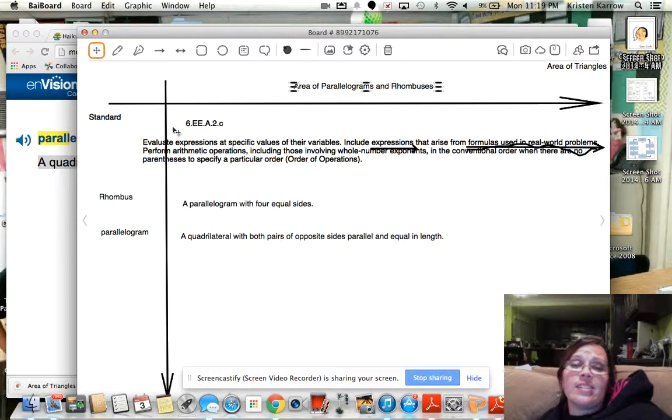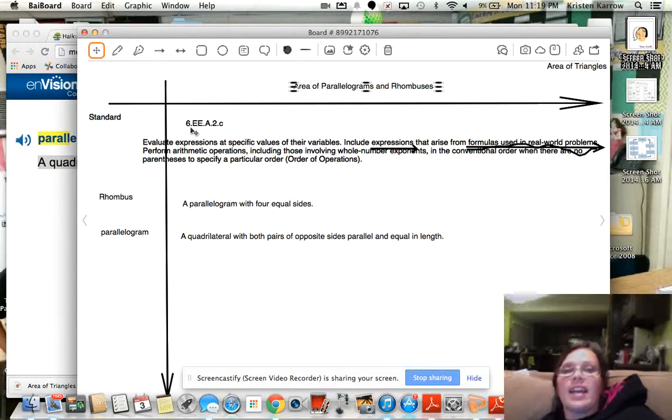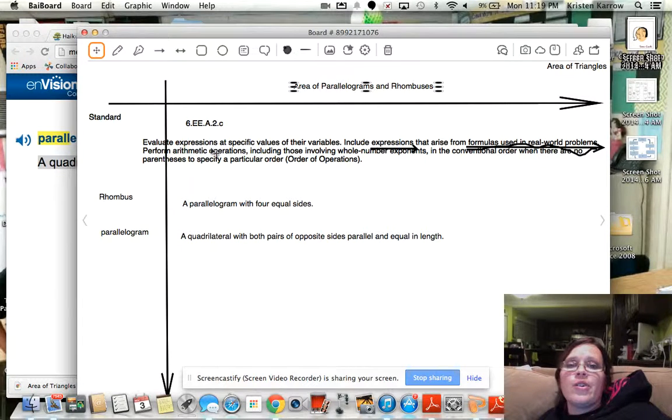Your standard is still 6.EE.A.2.c. We are still focusing on evaluating expressions at specific values for their variables, including expressions that arise from formulas used in real-world problems. So we're giving you some formulas as we discuss finding the area of rectangles and triangles and now parallelograms and rhombuses. You have to have these formulas memorized.